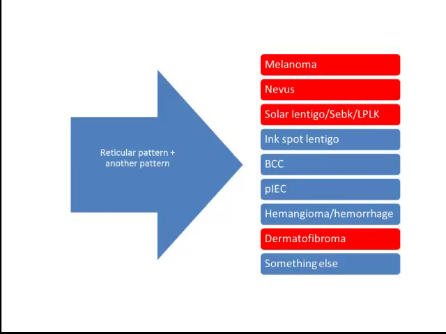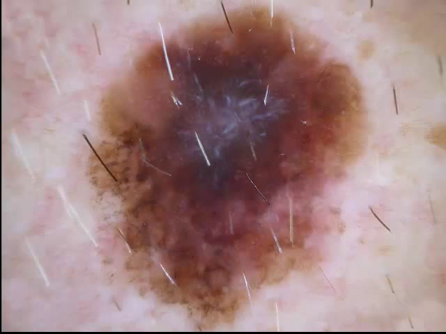Now, what about reticular lines plus another pattern, but combined in an asymmetric fashion, which means chaos? Well, this eliminates nevus and dermatofibroma, so we are left with melanoma and solar lentigo SEPK. Now let's look at the lesion again. Is there any specific clue to seborrheic keratosis? No, there isn't. Is there any specific clue to melanoma? Yes, there are white lines here and there are gray structures here. So, based on pattern analysis, this is a melanoma, which is correct.